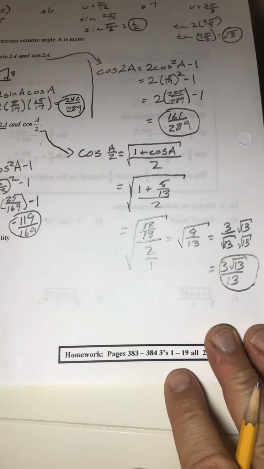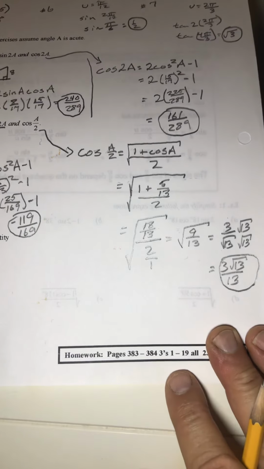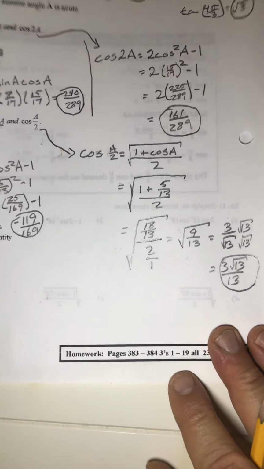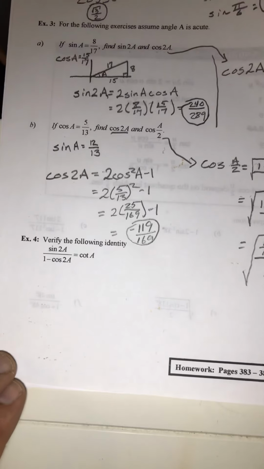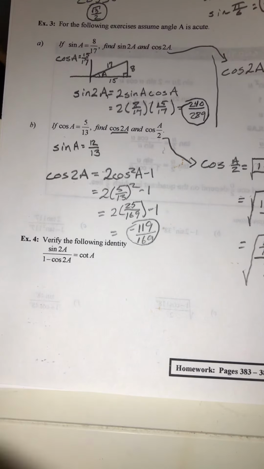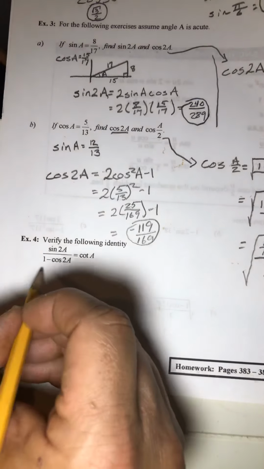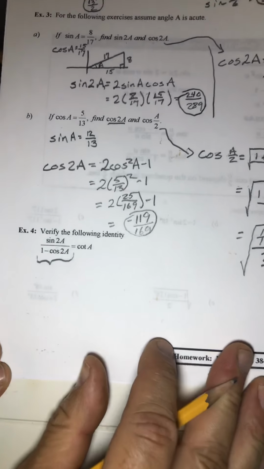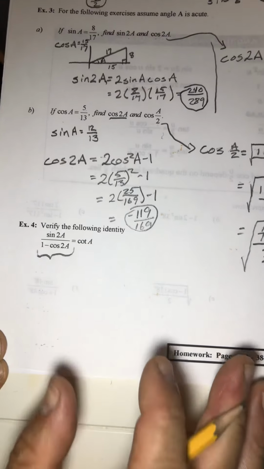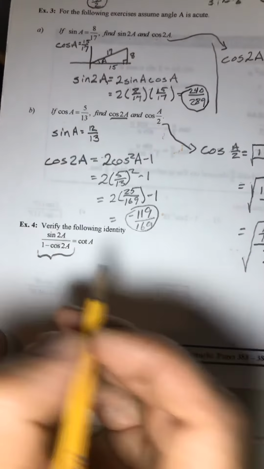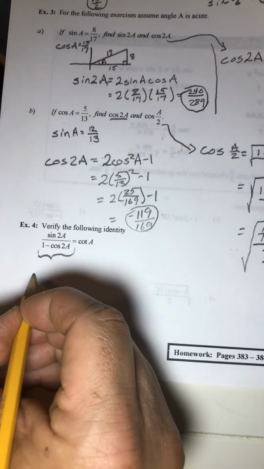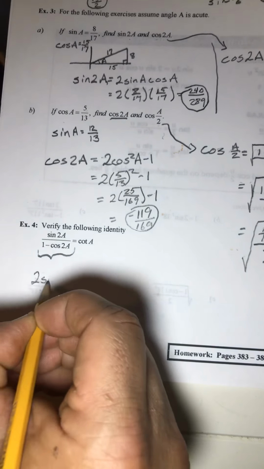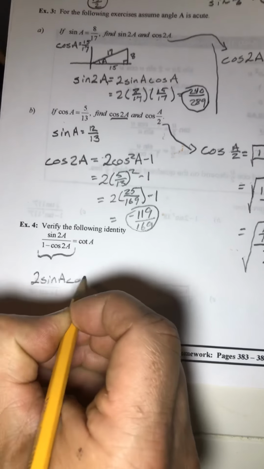All right, so our last question. This is a pretty long video, the longest one so far. It is a verification. Now, of course, verifications are the same rules. You're only allowed to work on one side. So I'm going to work on the left side, which seems to be the most difficult looking side. I'm going to take this numerator, sine of 2a. Remember that there's only one version of that: 2 sine a cosine a.